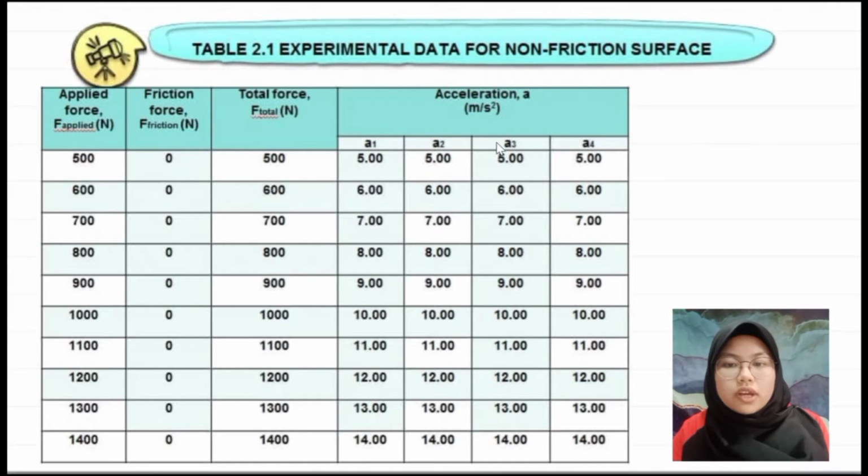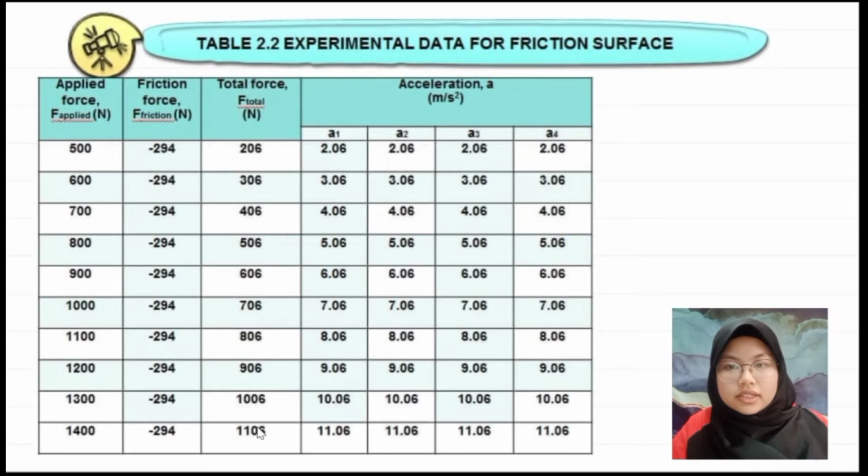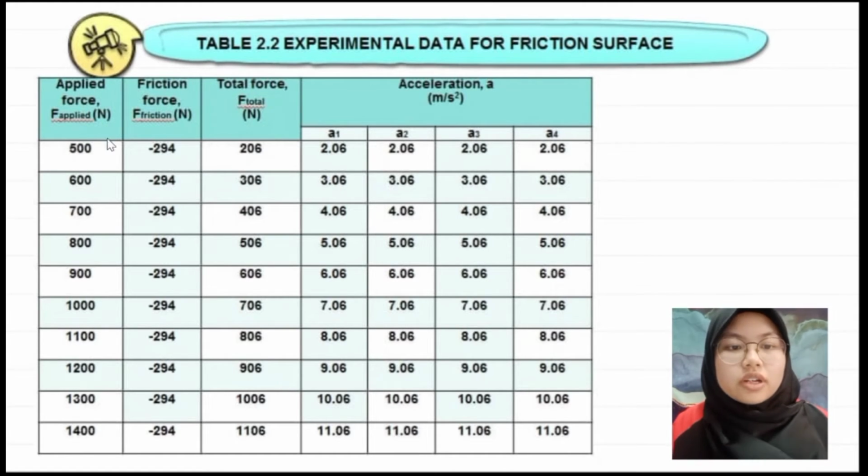For A2, A3, and A4, as I repeated the procedure, I got the same data for all of them, which is the same as A1. Okay, next is the data for friction surface. For the first data, applied force is 500.